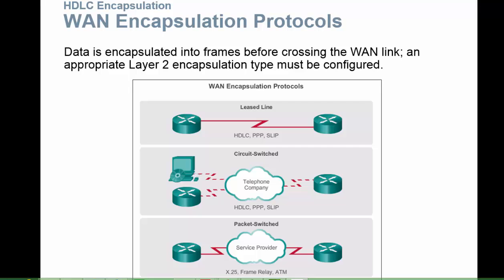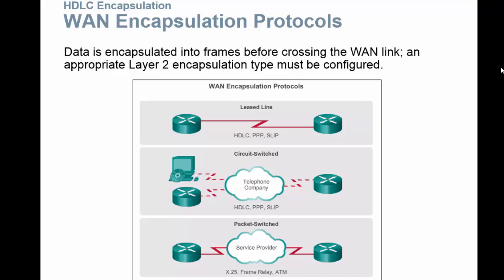Now let's talk a little bit about WAN encapsulation protocols. We have different types of WAN connections, and on each WAN connection data is encapsulated into frames before it crosses that WAN link. To ensure that the correct protocol is used, we need to make sure we're using the correct layer 2 encapsulation type. The choice of protocol depends on the WAN technology. It also is determined by the communicating equipment.